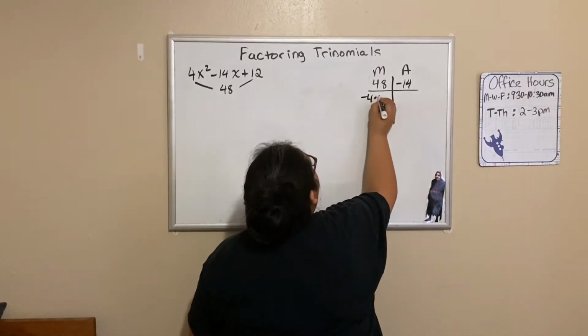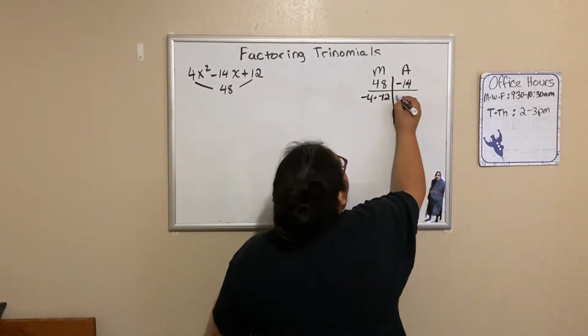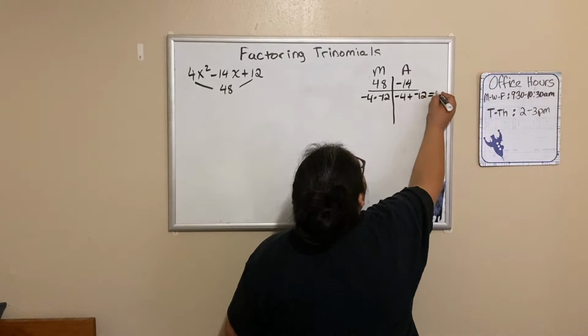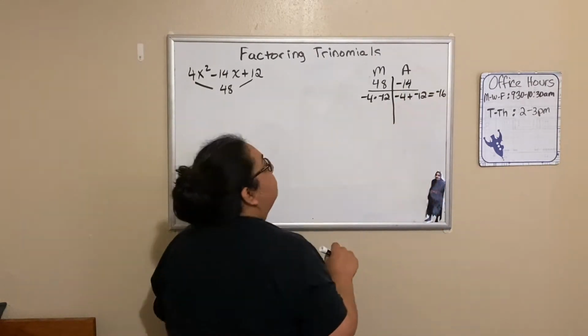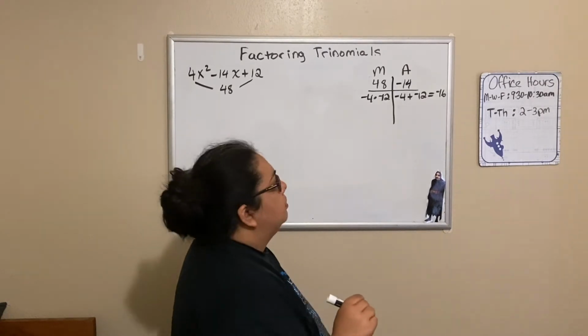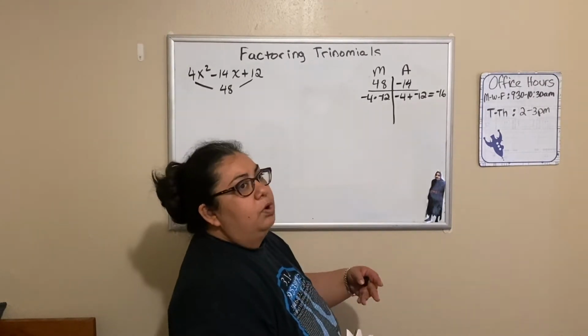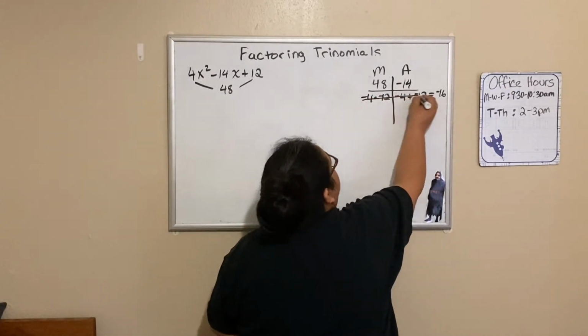Negative 4 times negative 12 is going to be positive 48. And then if I have negative 4 plus negative 12, that's going to give me negative 16. Now that's not negative 14, but it's pretty close. So the numbers I need are closer to these numbers than it would be 1 and 48. So we're going to cross this off because this is not the numbers we're looking for.